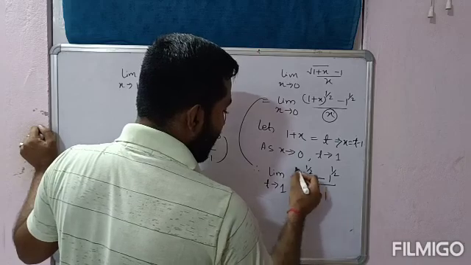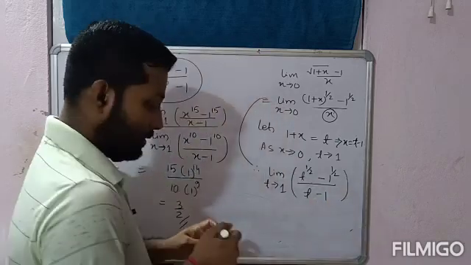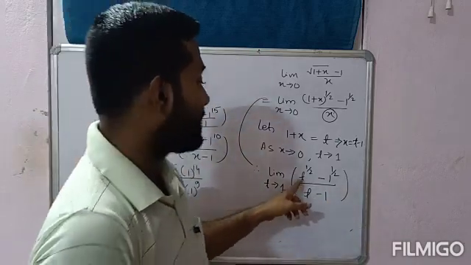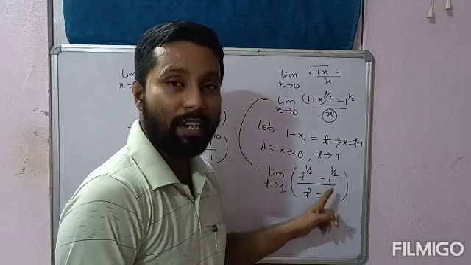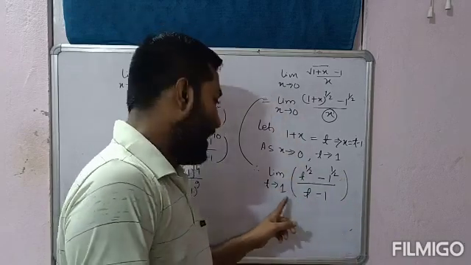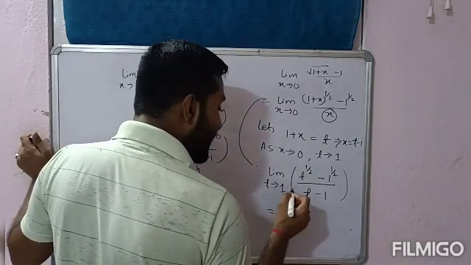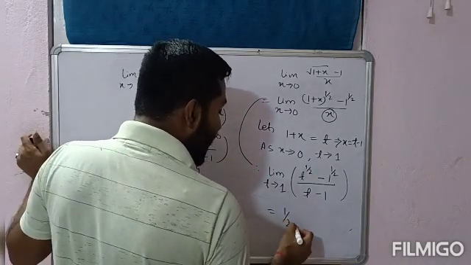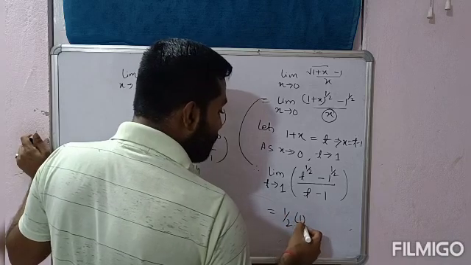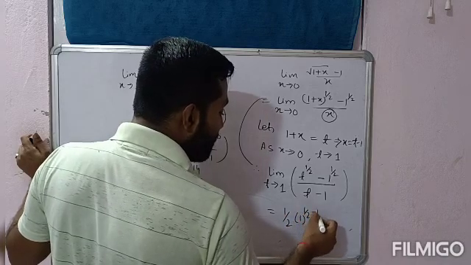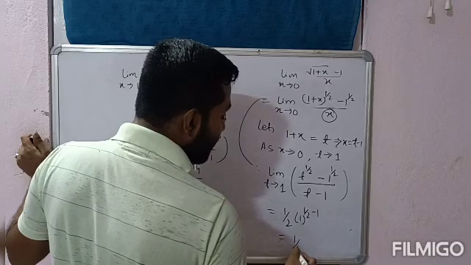t minus 1. Now look at the function. It is in the form of x to the power n minus a power n divided by x minus a. And this limit value is greater than 0 only. So therefore the formula is n into a to the power n minus 1, here n is half and a is 1. So n into a to the power n minus 1 is equal to half only.